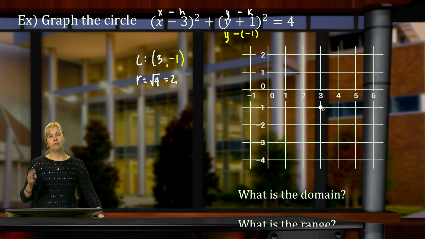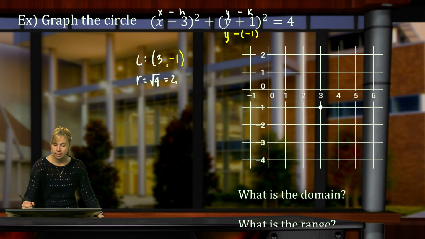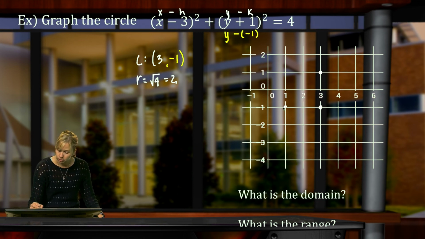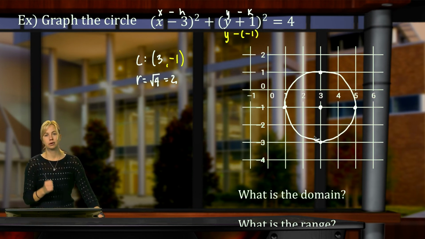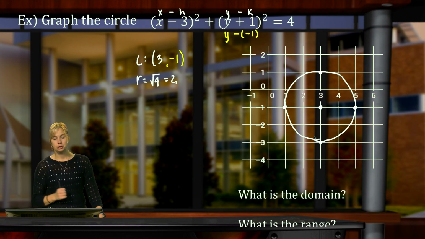And I'm going to plot 4 additional points. I'm going to plot 1 point up, 1 point to the left, 1 point down, and 1 point to the right of that center, going that number of units that is our radius. So I'm going to go 2 up, 2 left, 2 down, 2 to the right, and those 4 points are going to help me shape my circle. Now we're freehanding it, so it's not going to be perfect, but try to do the best you can.